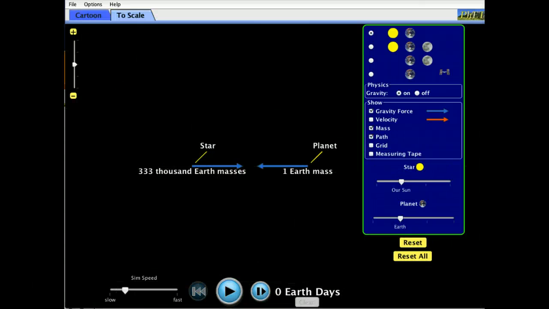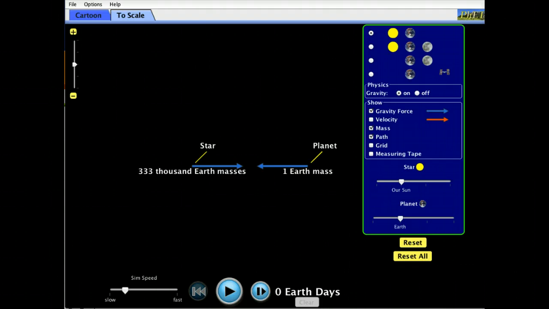Okay, so what I did was I followed the directions for part 3, and I clicked on all the things I'm supposed to have on my picture. So I've got the Sun and the Earth, and why they're not showing up very much, I don't know. But what we're seeing is that the Sun, which is labeled star here, is 333,000 times as massive as the Earth. So we say there's one Earth mass, and 333,000 Earth masses make the star.